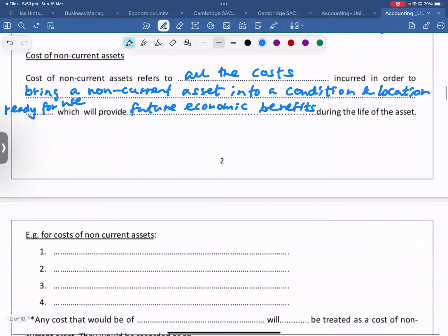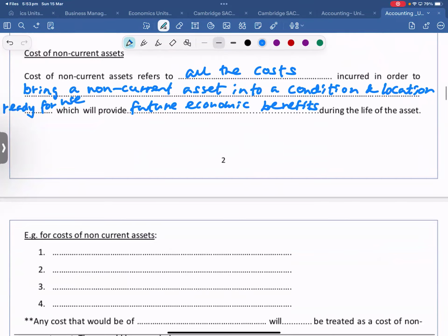So what are the examples, guys, for the cost of the non-current asset? Yeah, purchase price.